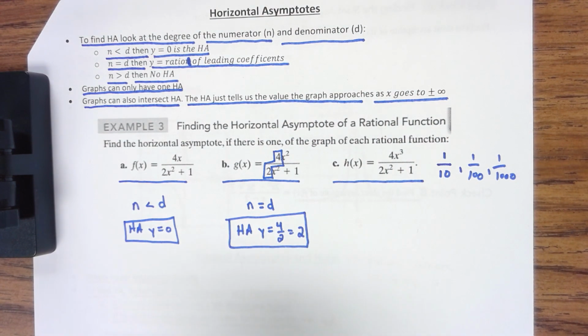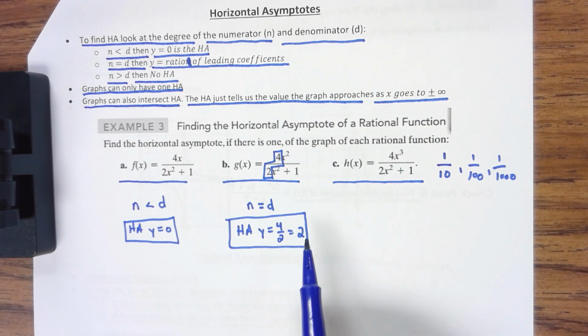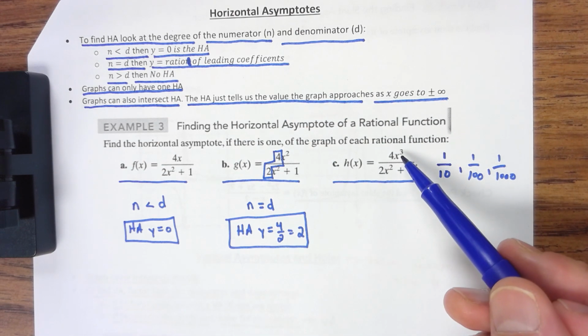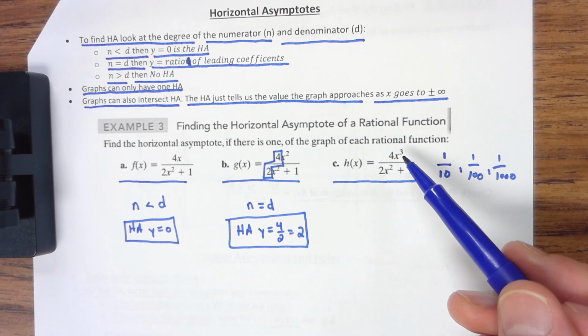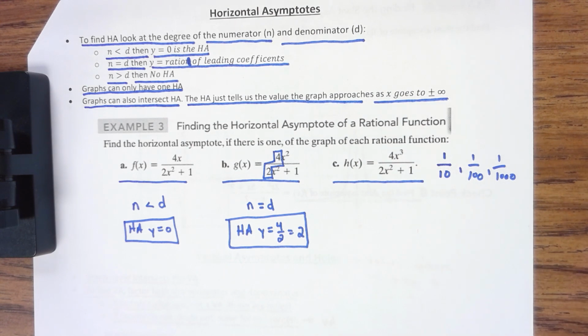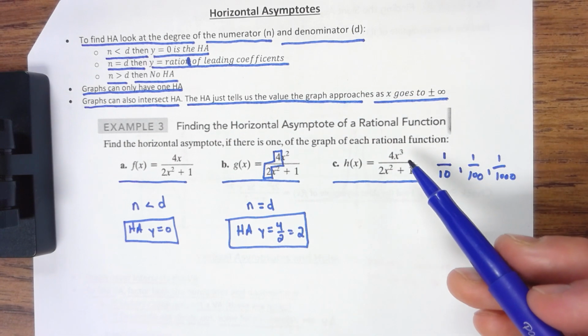So this graph, as x goes to negative infinity and positive infinity, is going to approach 2. All right, in our last example, as I plug in large values of x, cubing those values is going to grow much quicker than squaring them. Okay, they're both growing fast, but cubing is going to grow even faster.